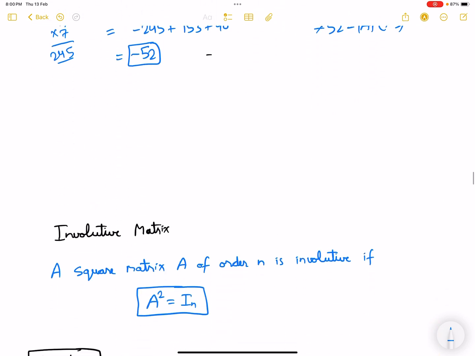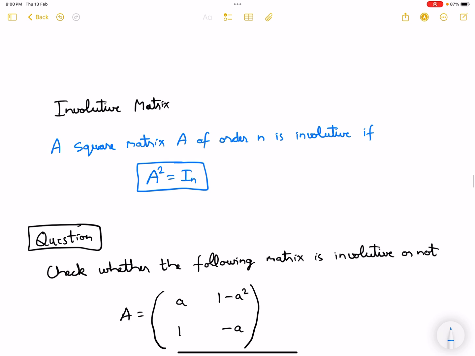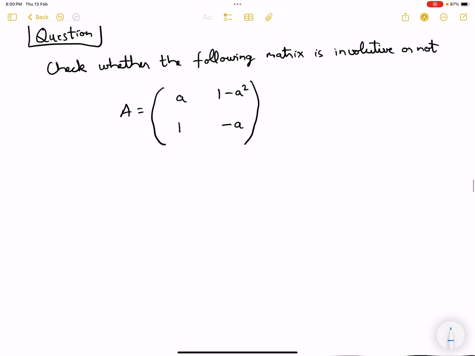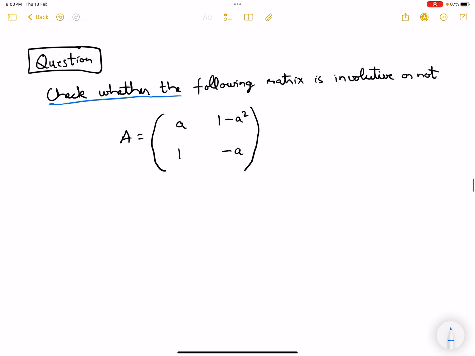Okay. Now moving to an important concept, involutive matrix. So what is an involutive matrix? If you're talking about a square matrix A of order n, it would be called involutive if A square equals the identity matrix. Okay, so check whether the following matrix is involutive or not.